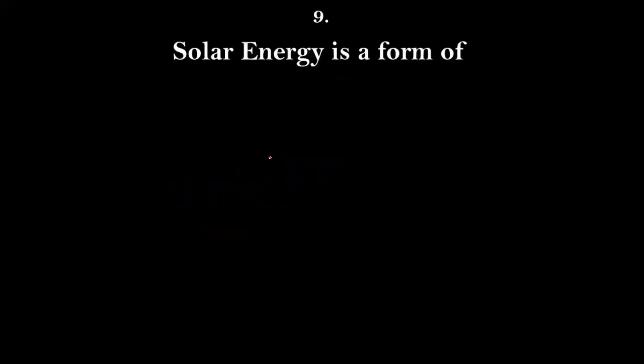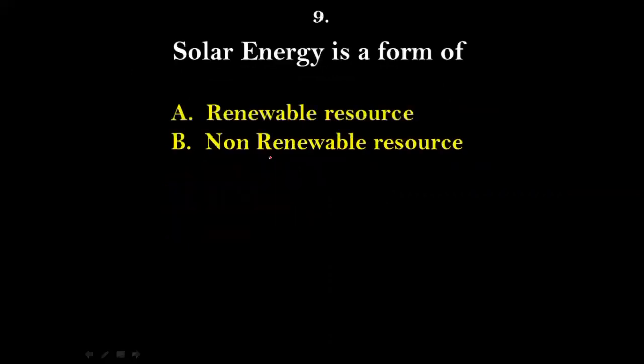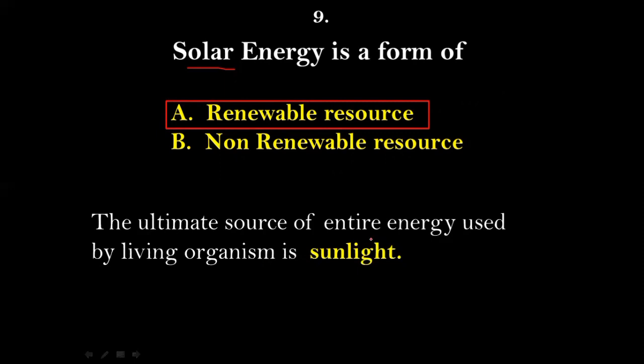Next, question number 9. Solar energy is a form of renewable resource or non-renewable resource? Solar means something that has to do with energy that is taken or extracted from the sun. So solar energy is a form of, the right answer for this will be option number A, that is renewable resource, because solar energy is a resource which we can use again and again. We should also keep in mind that the ultimate source of all energy used by all living organisms is sunlight.